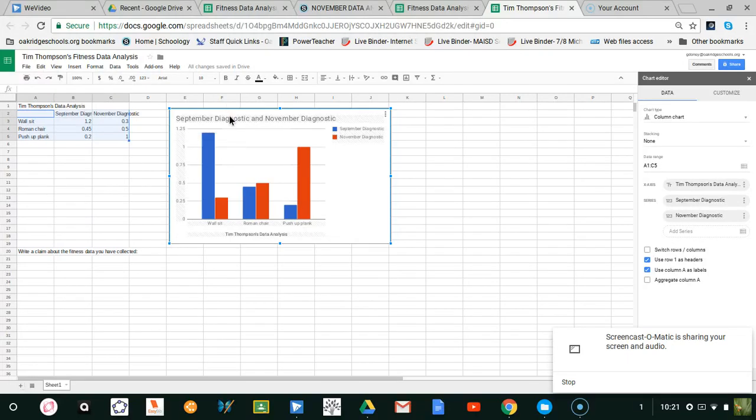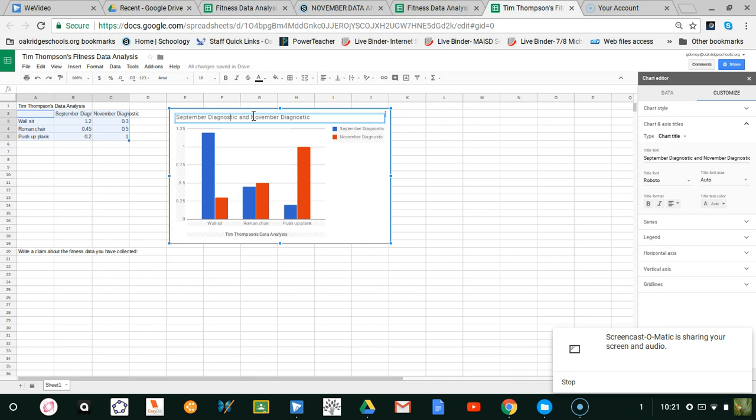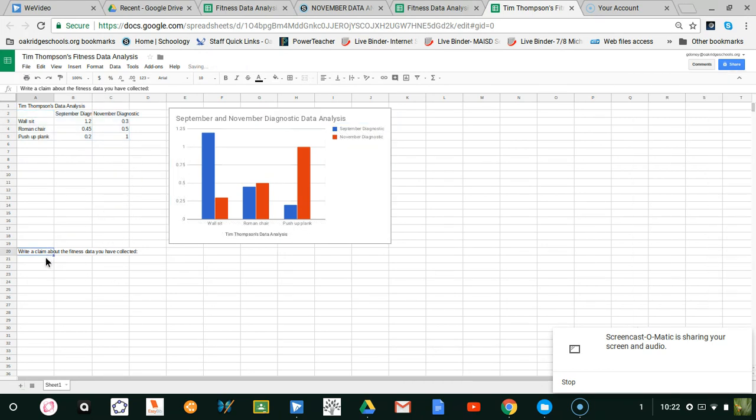So there's only a few changes to be made to this graph. Right here, I would like you to change, and all you have to do is click on it. You're just going to change this to September and November diagnostic data analysis. Just like that. And now the graph is really ready to go. We'll talk more in class about how to make these graphs freehand, which I'm sure you're talking about in your math classes. But the only other thing you need to do is underneath here, you're going to write one sentence to capture what's going on in your graph and in your data table.